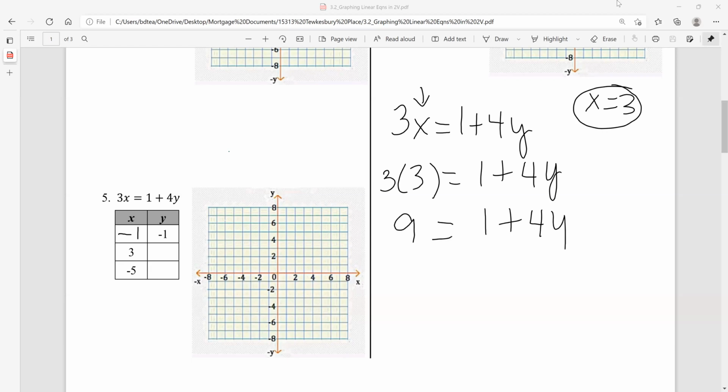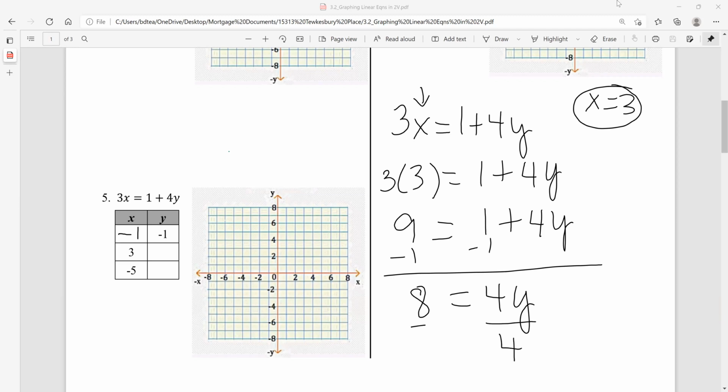Now we're solving a linear equation. We're subtracting 1 from both sides. So we have 8 equals 4y. And we're solving for y, so we're dividing by the same sign coefficient here. So here y equals 2. So when x is 3, y is going to equal 2.